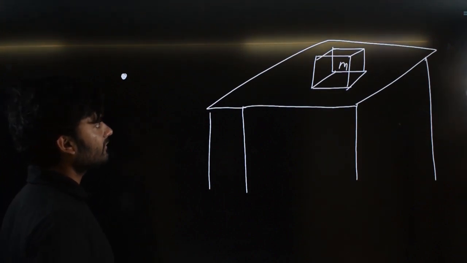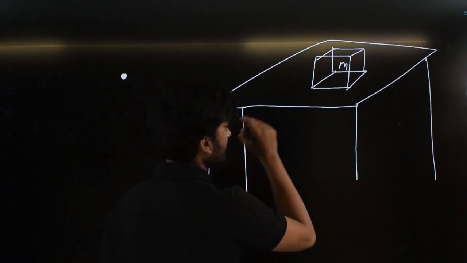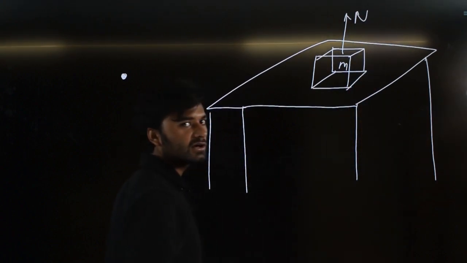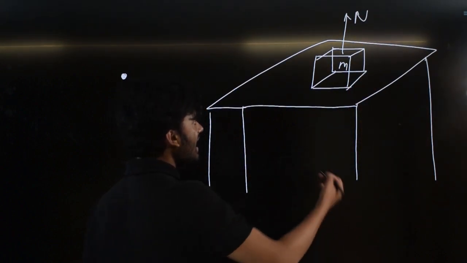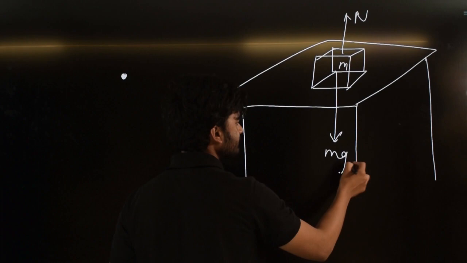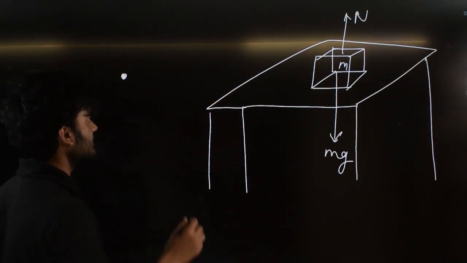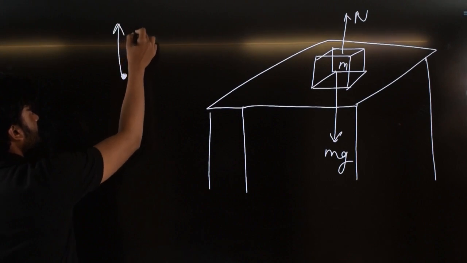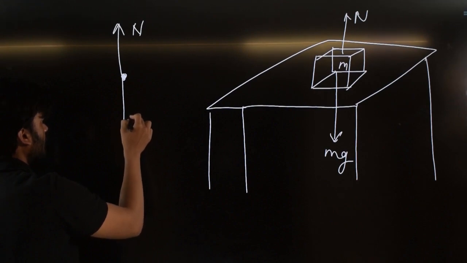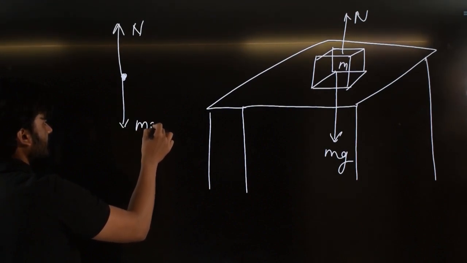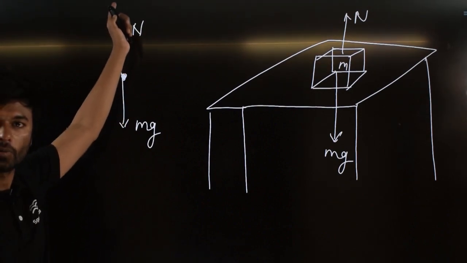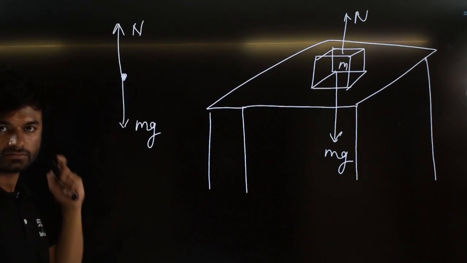Now you can see that the table will exert one normal reaction on this block, and that will be perpendicular to the surface of the table. And the other force is that Mother Earth will attract this block by mg. So there are basically two forces. The first force is the normal reaction, denoted by N, and the other force is acting in a downward direction, that is mg. Only two forces are acting on this body, and I have drawn the normal in the upward direction and mg in the downward direction.